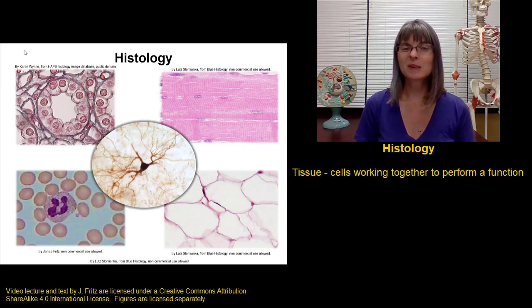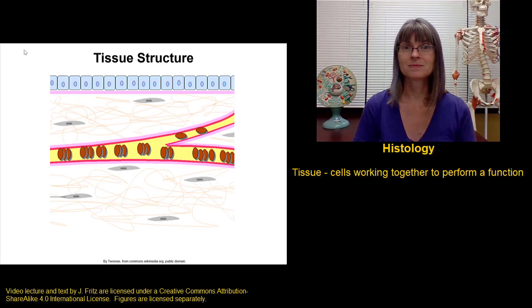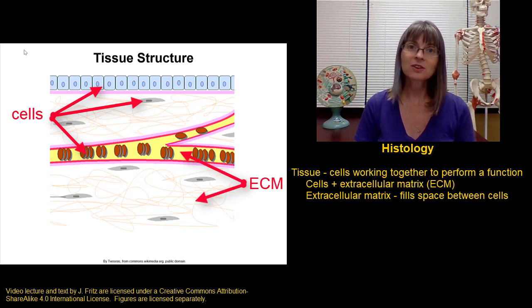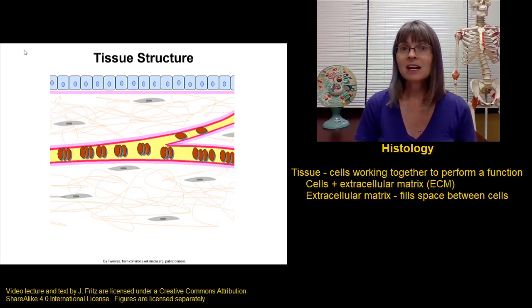We've defined tissues as being made of cells working together to perform a specific function. But there's more to a tissue than just the cells. A tissue involves the cells and the extracellular matrix that's around the cells. The extracellular matrix is what fills the space between the cells. The extracellular matrix is made of two things.